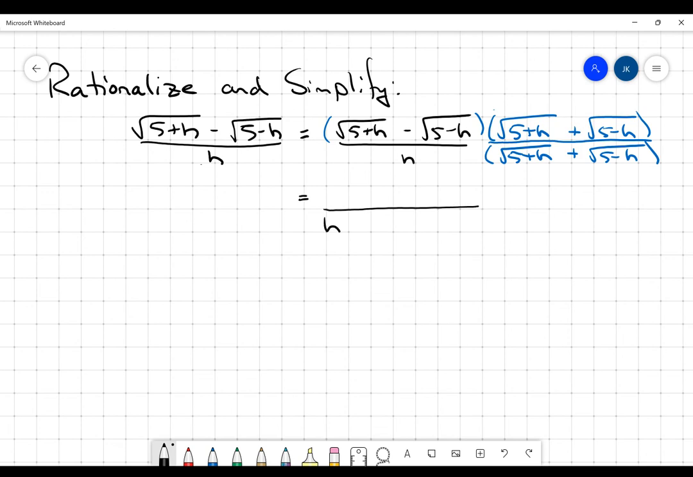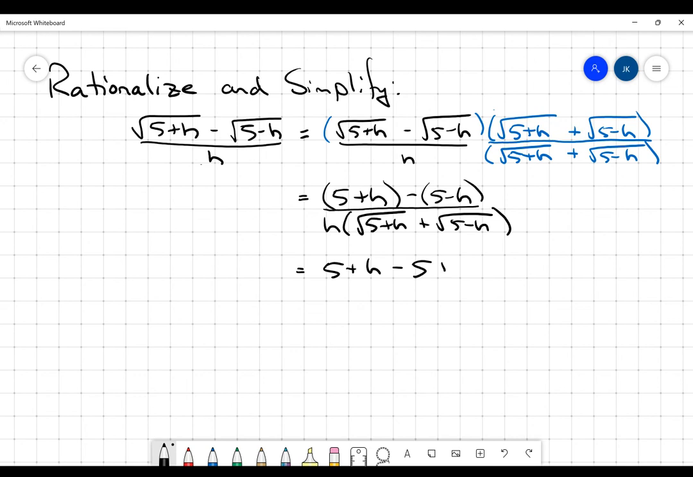Okay, and so when we multiply those, I'm just going to copy out that denominator right now, but in the numerator, the root of 5 plus h multiplied by the root of 5 plus h will be 5 plus h. And I'm going to put that in parentheses, because of the subtraction in between, I want to make sure that I'm consistent with this. Then I'm going to multiply by the square root of 5 minus h. Square root of 5 minus h will be just 5 minus h. Now I'm going to drop the parentheses and distribute the negative through.